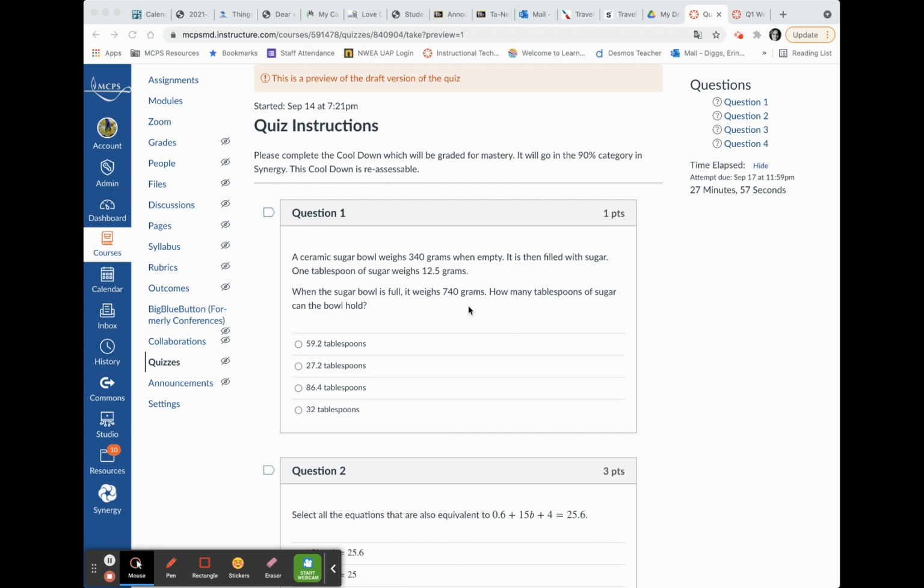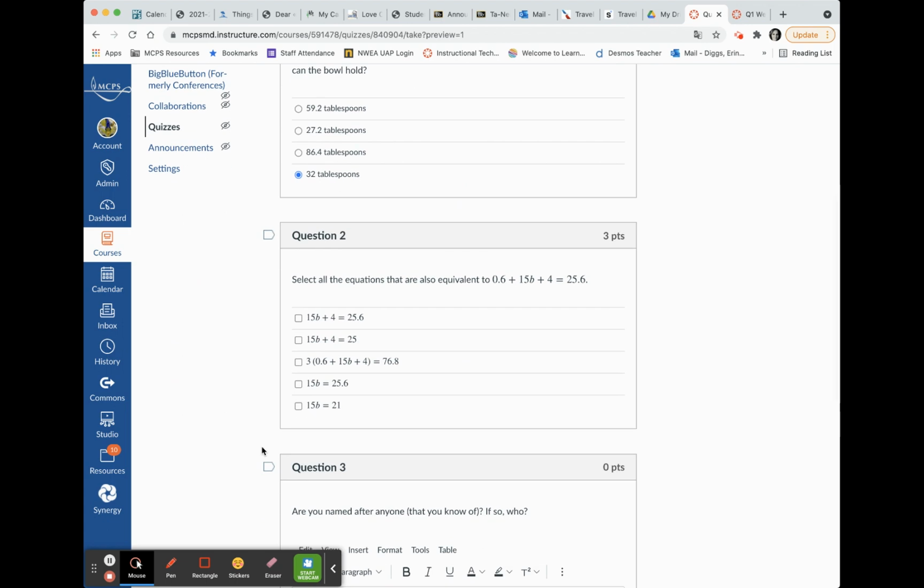So, since we know the total weight is 740 and the bowl itself weighs 340, we can subtract that out because when we subtract the weight of the bowl, all that is left is the weight of the sugar itself. So 740 minus 340 is 400. And then since we know that 1 tablespoon of sugar weighs 12.5 grams, then we can just divide 400 by 12.5, and that'll tell me how many tablespoons of sugar there are. So 400 divided by 12.5 is 32.